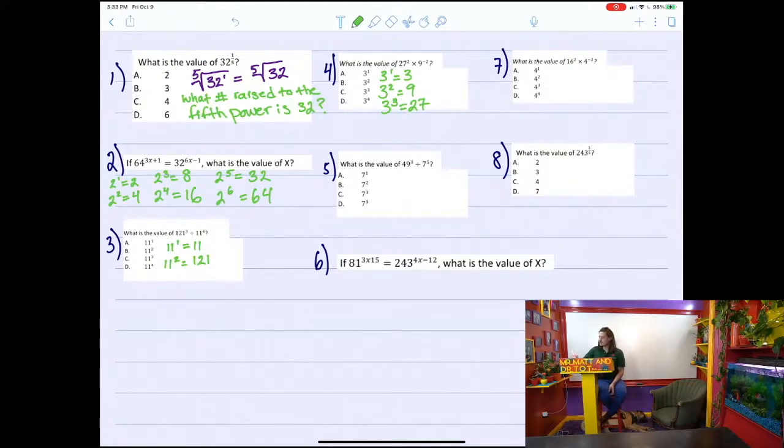Recognize that 7 to the 1st power is 7, 7 squared is 49, so you can rewrite and solve that way. Number 6, if 81 to the 3x15 power is equal to 243 to the 2x minus 12 power, what is the value of x?